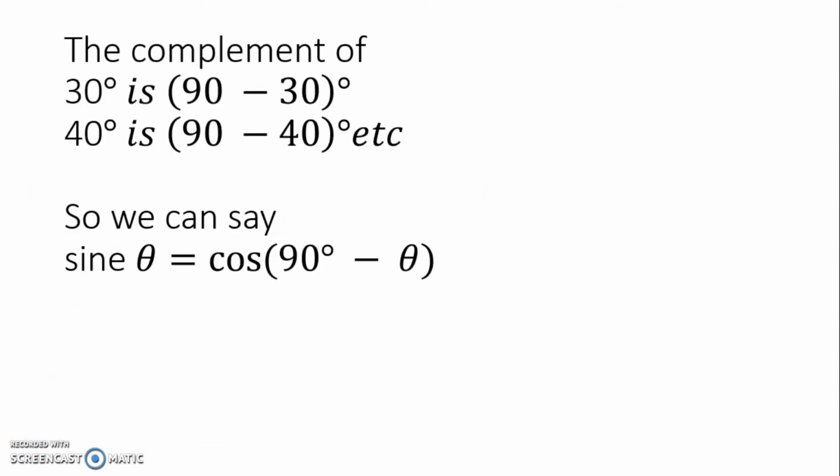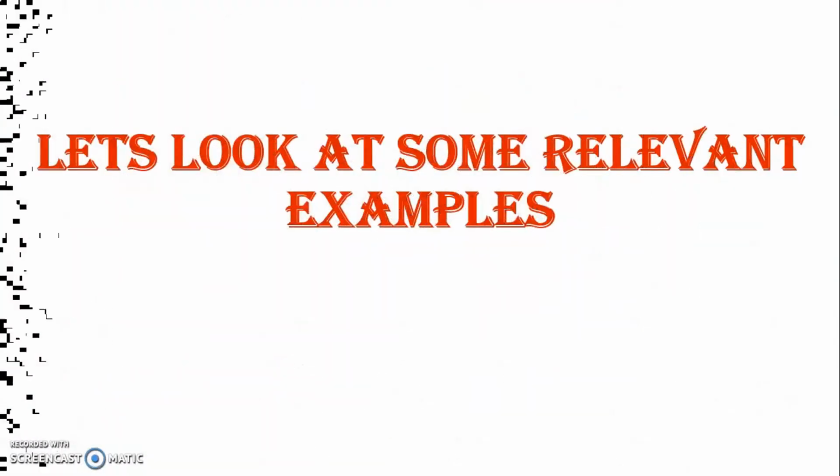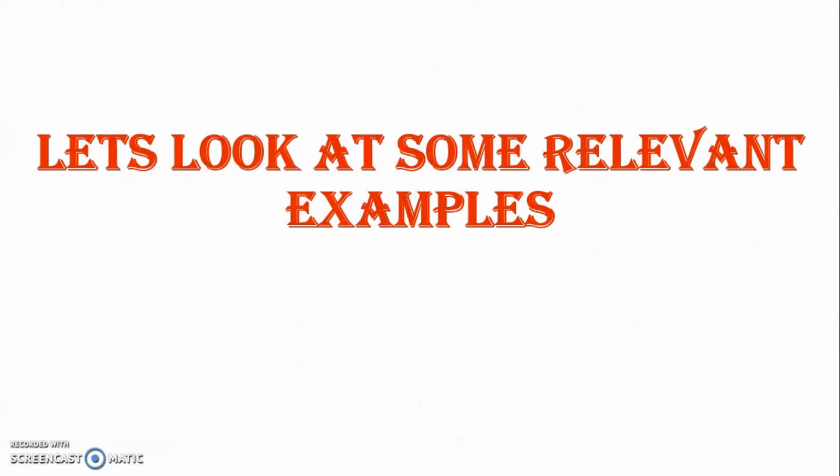The complement of 30 degrees is 90 minus 30 degrees. The complement of 40 degrees is 90 minus 40 degrees, and so on. So we can say sine theta is equal to cos 90 degrees minus theta. Let's look at some relevant examples.